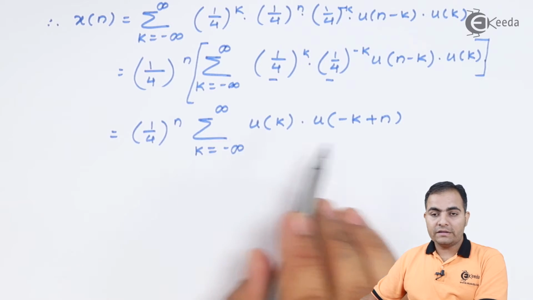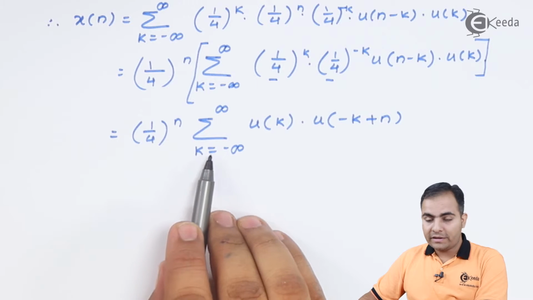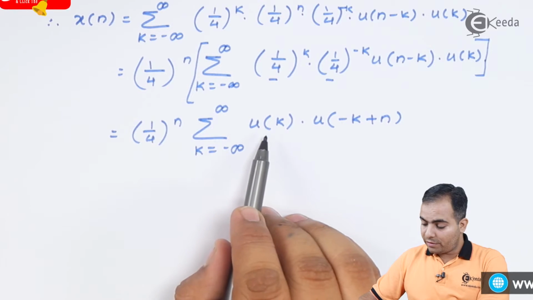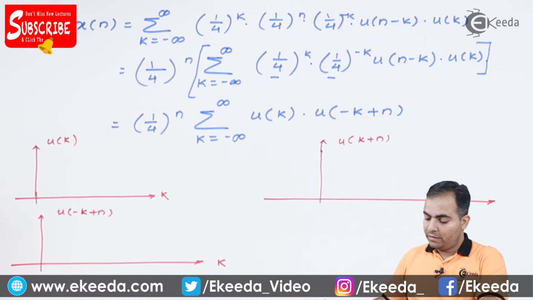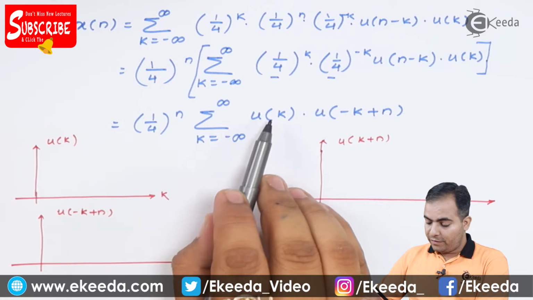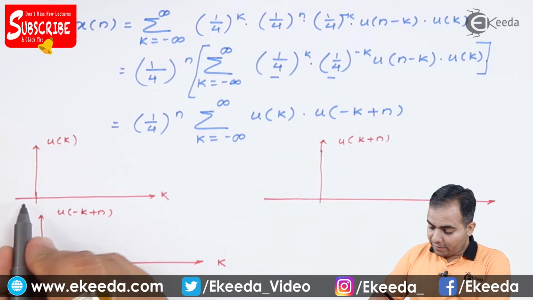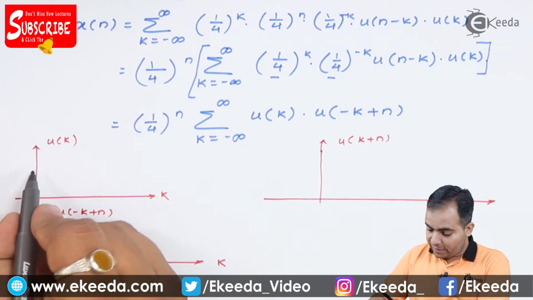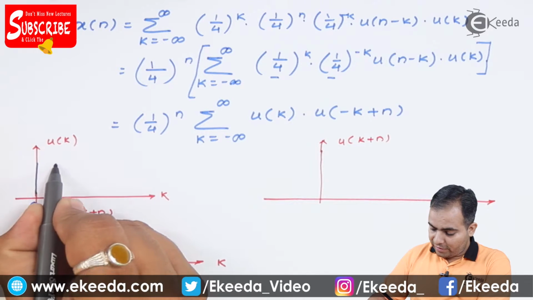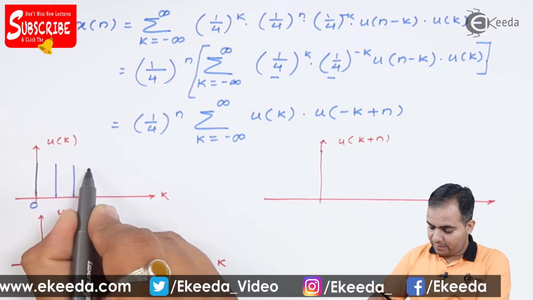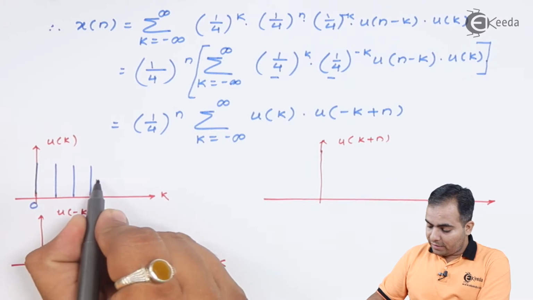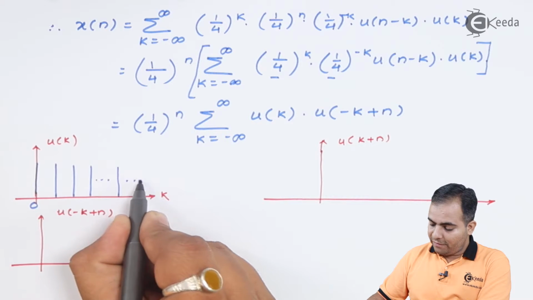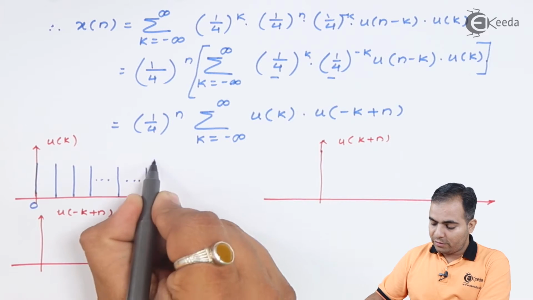To solve this next product, we require the summation value. Now I will draw the graph of u of k as well as u of minus k plus n. For u of k, we know that the unit step always starts from 0 and has amplitude 1 till infinity. So I can draw this graph from 0 and up to infinity with amplitude 1.